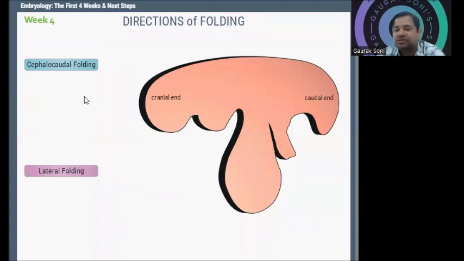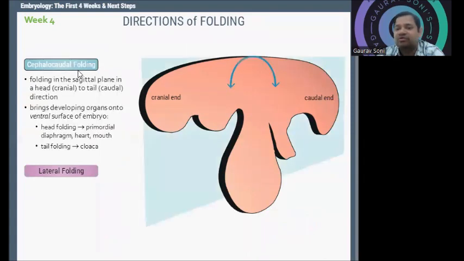Now, to understand the direction of folding better, you can see this particular diagram which we have already made in the previous video also. Cephalo-caudal folding is folding in the sagittal plane, that is in the head to tail direction, and brings developed organs onto the ventral surface of the embryo. Remember, whatever we say is ventral in the embryo is actually anterior in the adult. The head folding forms the primordial diaphragm, heart, and mouth. Tail folding will form the cloaca, which in future is going to form the anus. So this type of folding is called cephalo-caudal folding.